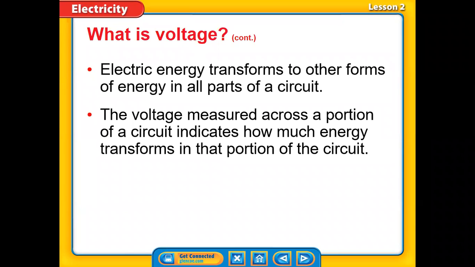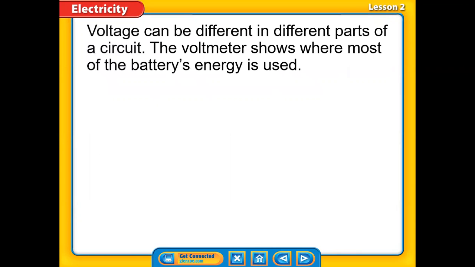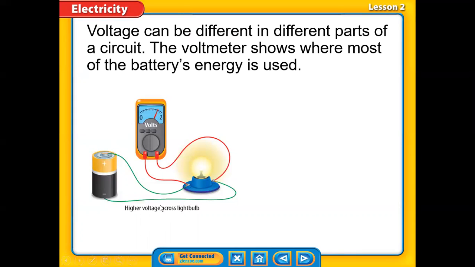So if we need to measure the voltage, which means the amount of electric energy that pushes the electrons, I cannot measure the overall voltage, but I need to measure the voltage of a specific part of the circuit, because each part has a different voltage than the other. So we use a voltmeter, a device which is used to measure the voltage, and this voltmeter is connected in parallel to the part which we need to measure.